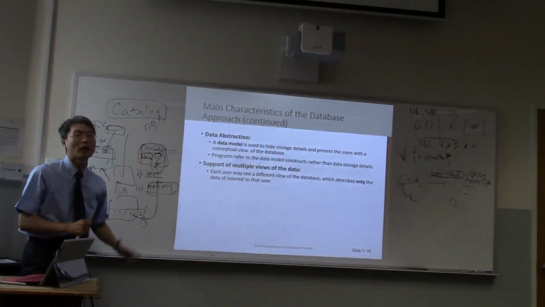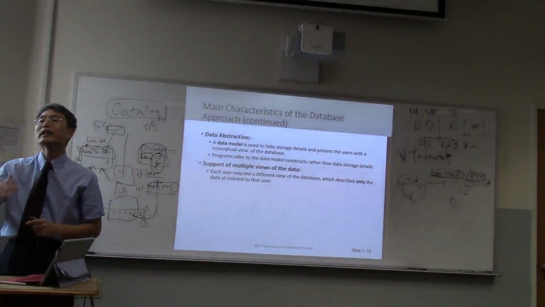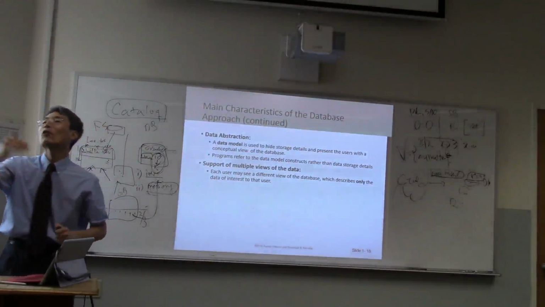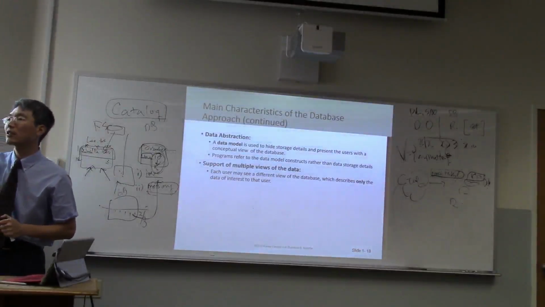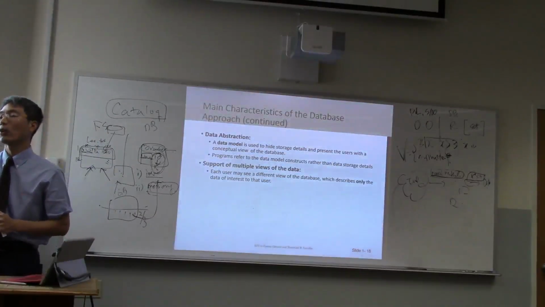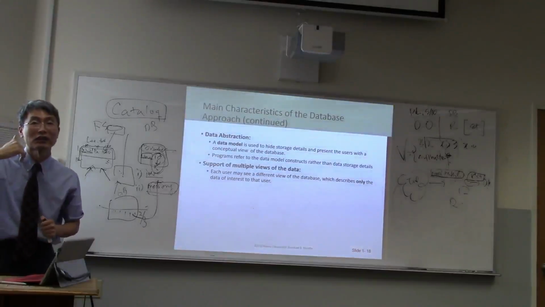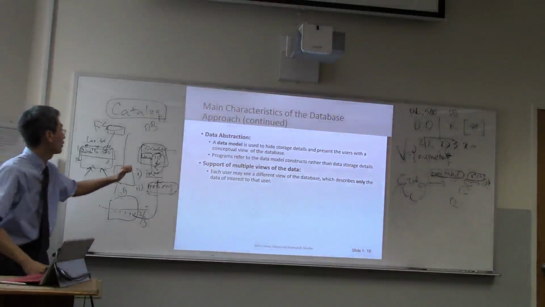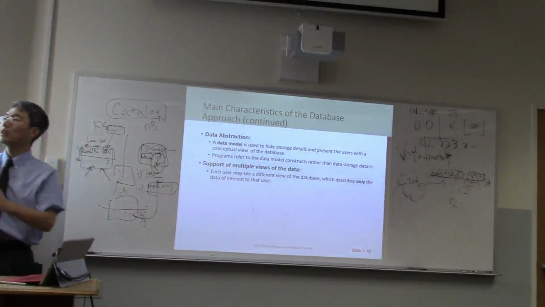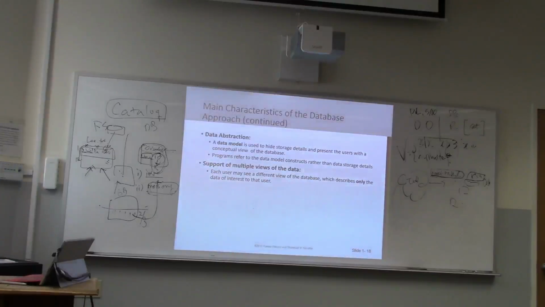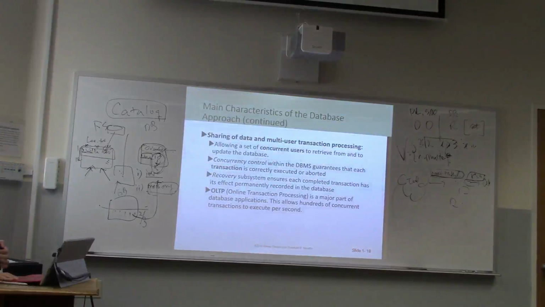In a database, you have only one table for the student. Then it can be viewed differently using permissions or the privacy settings. So you don't have to create multiple tables; instead, one table and different views. That is another characteristic of the database. Okay?